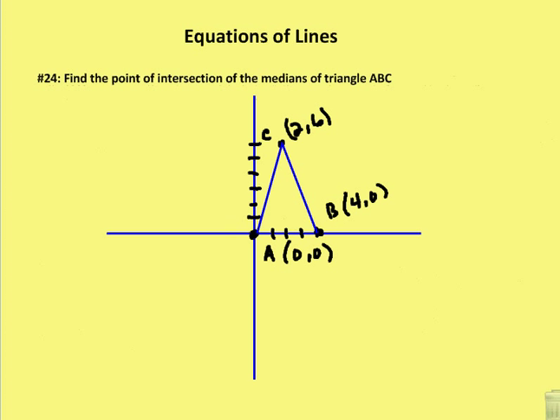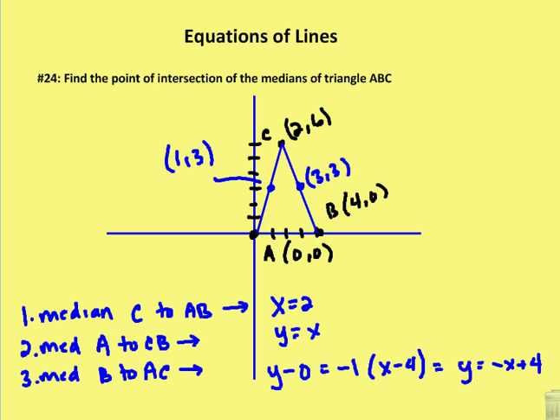In the next problem, we're asked to find the point of intersection of the medians of triangle ABC. Well, the first thing we need to do is find, by definition, the medians are the center points of the two sides of the triangle. We find the midpoints because they're half the distance from A to C. So 2 minus 0 divided by 2 gives me a value of 1. 6 minus 0 divided by 2 gives me a value of 3. So 1, 3 is my midpoint of the segment AC.